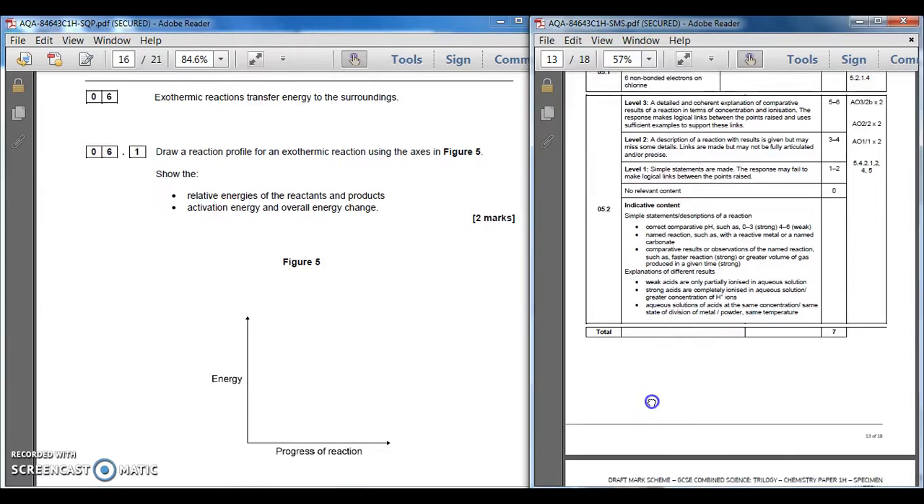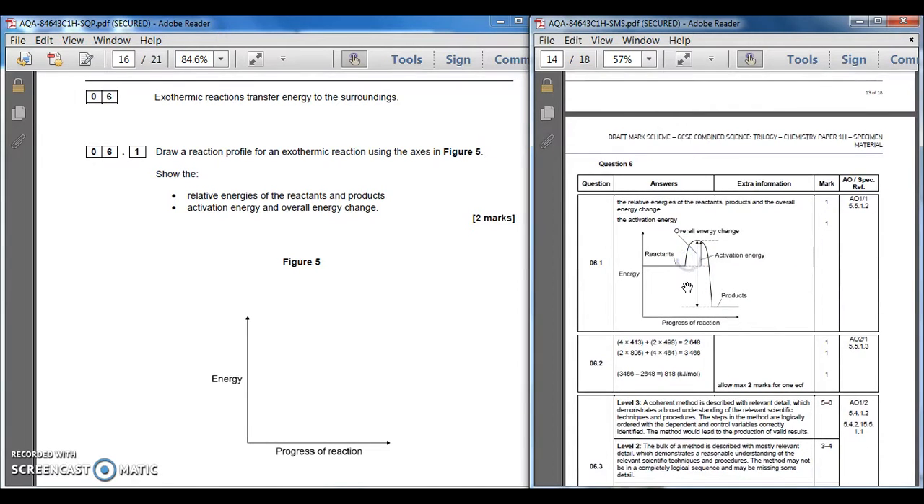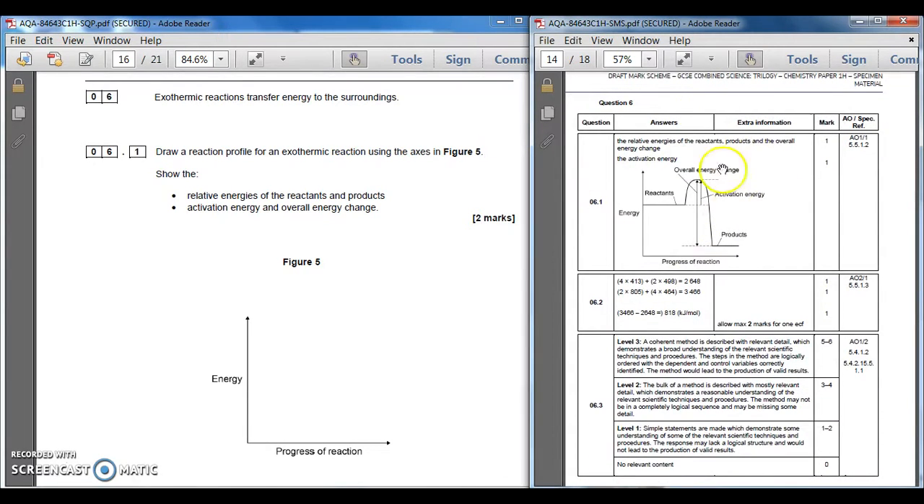Question 6. First thing it's asking you to draw is the energy profile highlighted here on the mark scheme. First mark for putting the reactants and the products as 2 horizontal lines with the reactants on the left higher than the products on the right. Second thing is for showing the energy changes. So you've got the activation energy as the height, the initial kick to make it move, and then the overall energy change is the energy change between the reactants and the products.